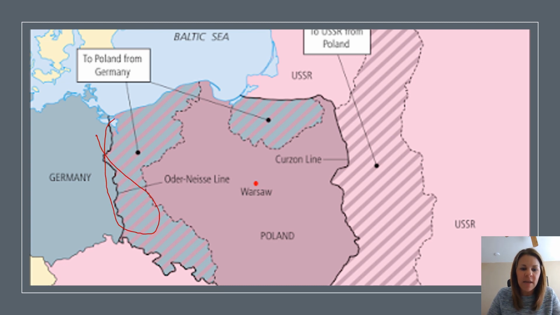All right, so here you can see the Oder-Neisse line. Anything west of the Oder-Neisse is going to be capitalist and very intentionally so, and everything east is going to be communist, and that's going to be part of the Comintern.